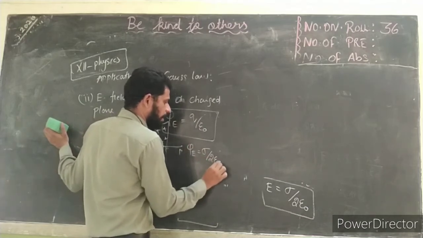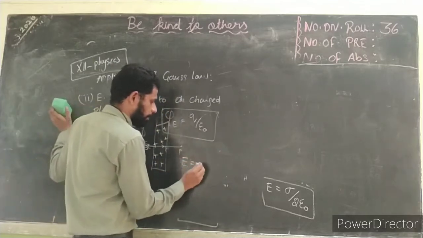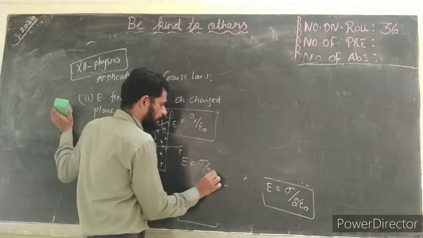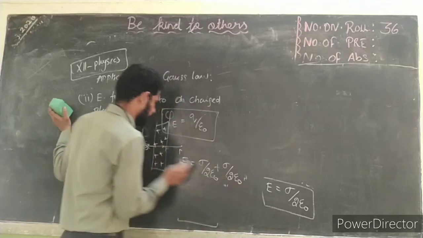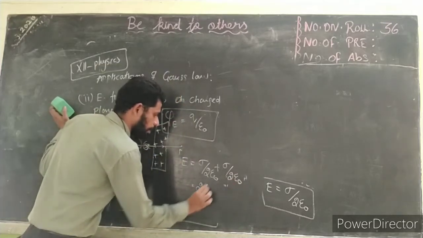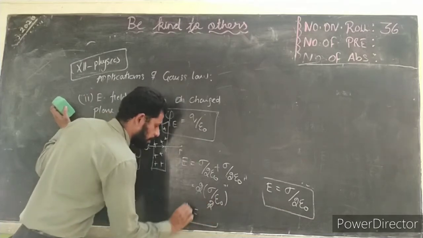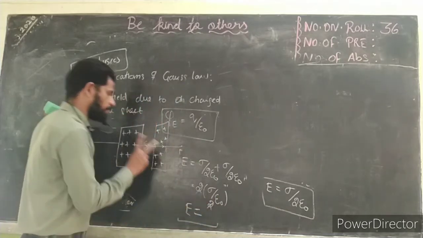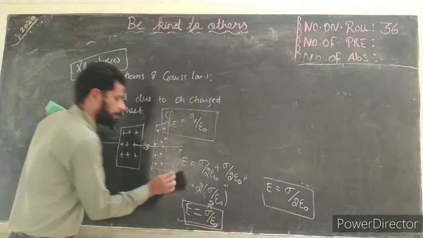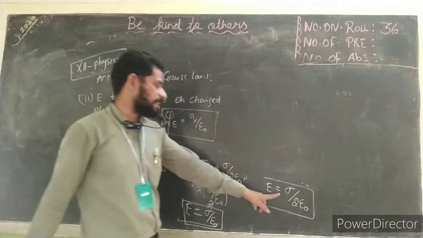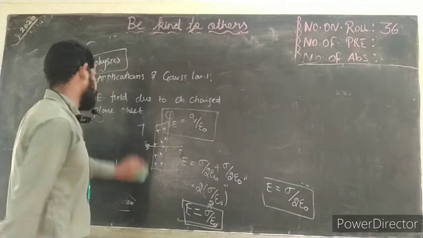The total electric field will be equal to sigma by 2 epsilon naught due to this charge sheet plus sigma by 2 epsilon naught due to this charge sheet. So 2 of sigma by 2 epsilon naught, so the 2 will be cancelled. The total electric field due to the two charged plane sheets will be equal to sigma by epsilon naught. That's it. So this is due to the single charge sheet, and this is due to the two plane charge sheets or multiple, whatever may be.